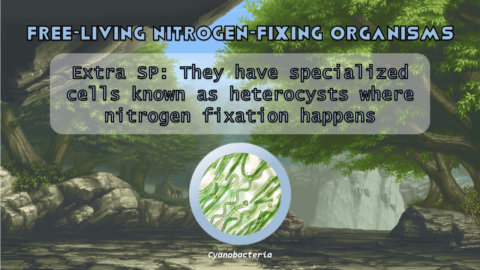Free-living nitrogen-fixing organisms are the cyanobacteria. They do not need to make a symbiotic relationship with plants in order to have a good environment for the nitrogenase enzyme. Instead, they have specialized cells known as heterocysts. Inside the heterocyst is where the process of fixing the nitrogen happens.